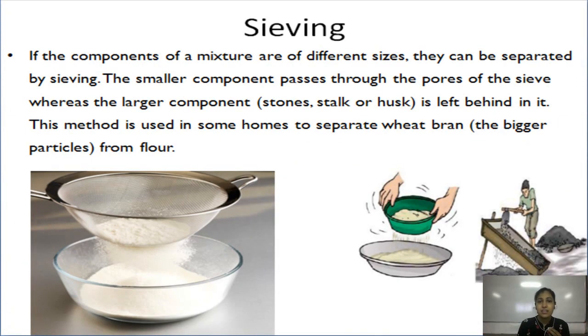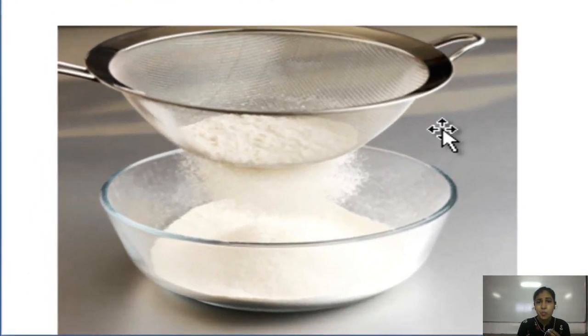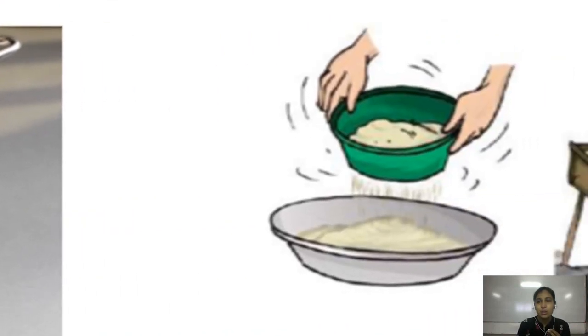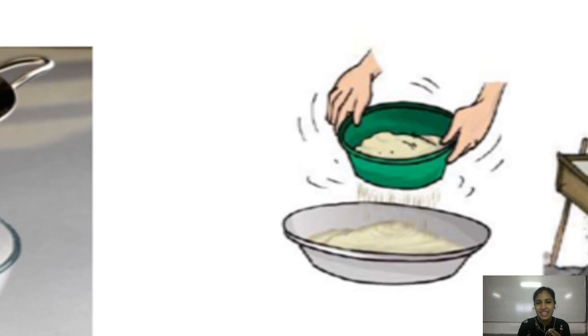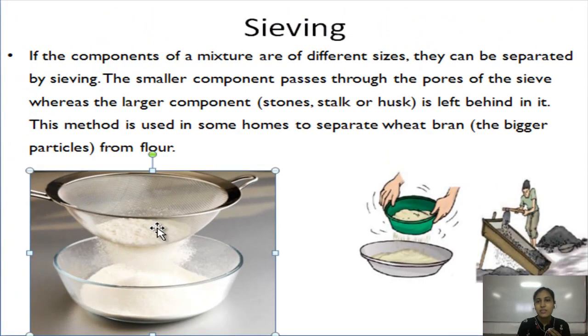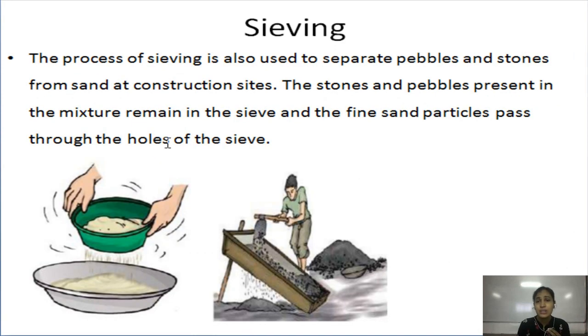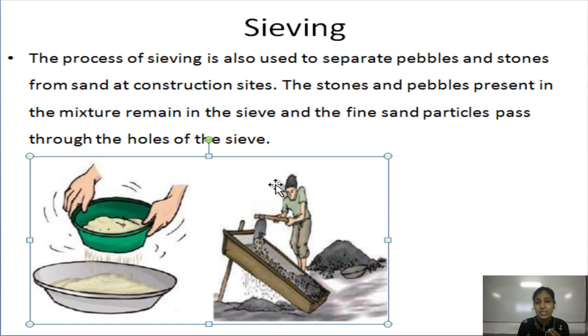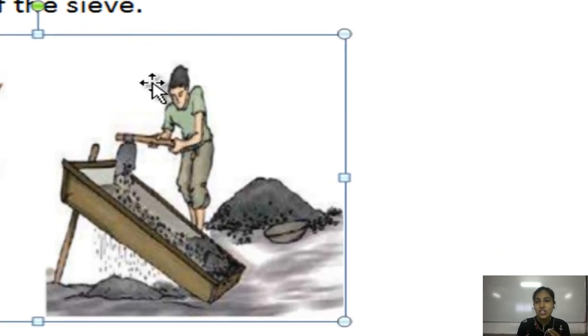Next method is sieving. If the components of a mixture are of different sizes, they can be separated by sieving. The smaller component passes through the pores of the sieve, that is the small holes of the sieve, whereas the larger components, either stones, stalk or husk, are left behind. This method is used in homes to separate wheat bran, the bigger particles, from flour. Sieving is also used to separate pebbles and stones from sand at construction sites.